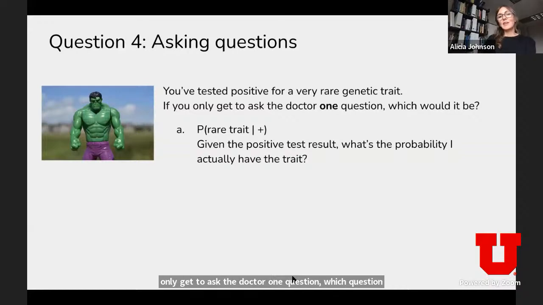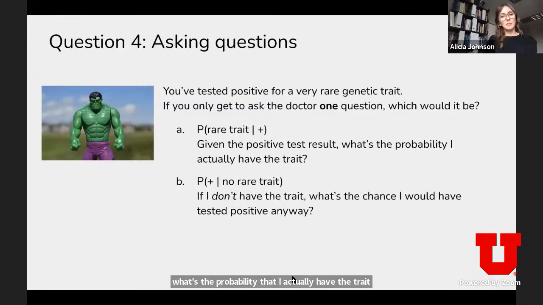Which question would it be? A, given that I got this positive test result, what's the probability that I actually have the trait? Versus B, if I don't have the trait, then what's the chance I would have tested positive anyway? So those are the two options. Think about it. Put your answer in the chat or the poll. All right, I'll wait a few more seconds.